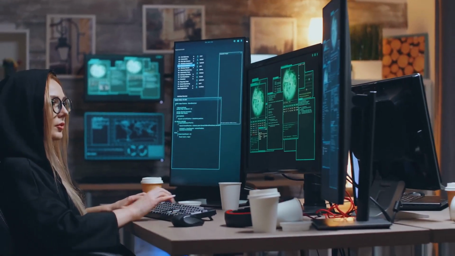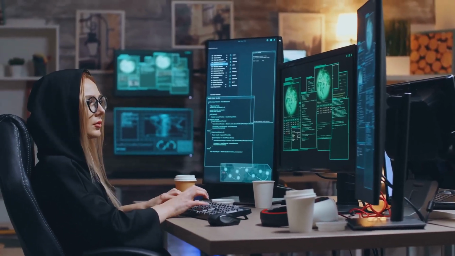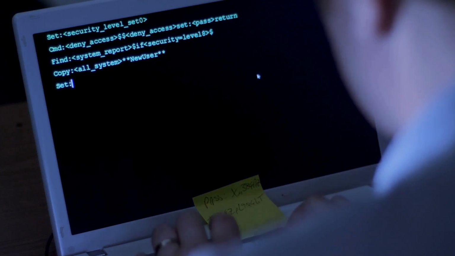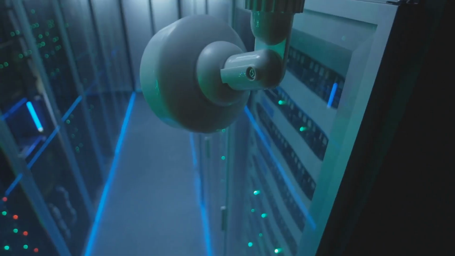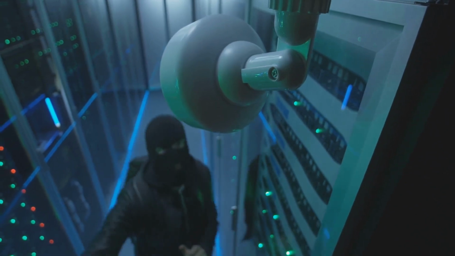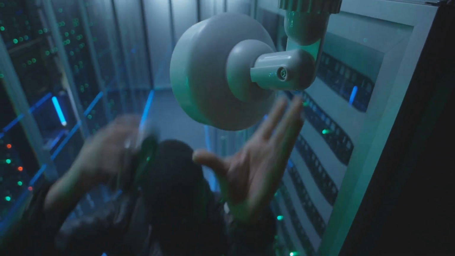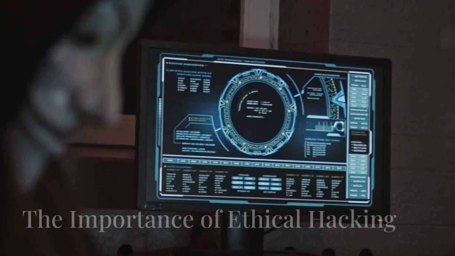Ethical hacking is bound by strict legal and ethical guidelines. Hackers must have explicit permission to probe systems and are restricted by the scope of their engagement. Their work is aimed at strengthening security without compromising the operational integrity of the systems they test.